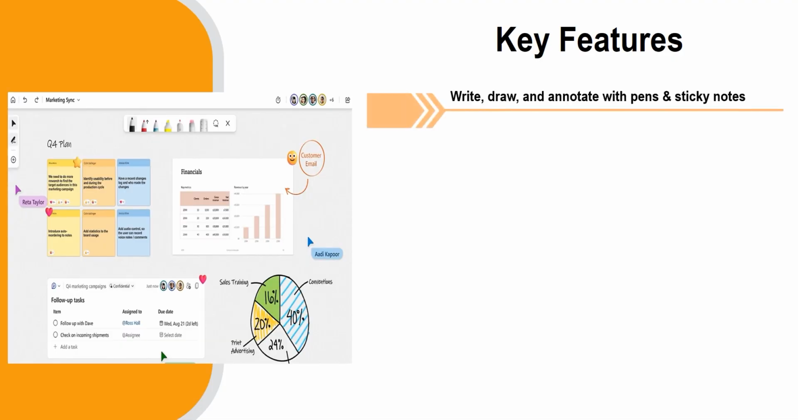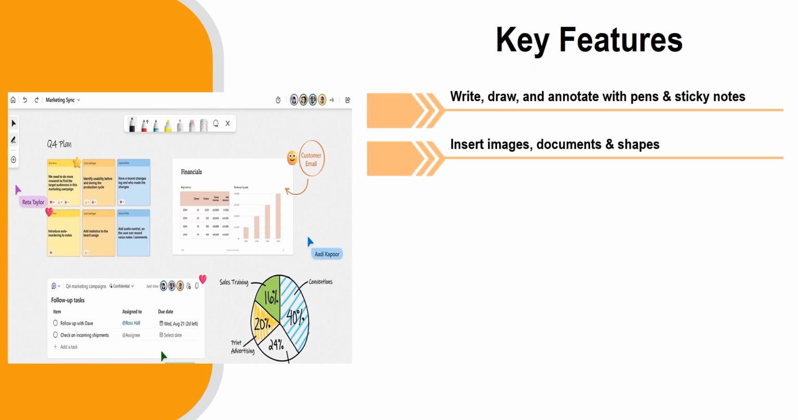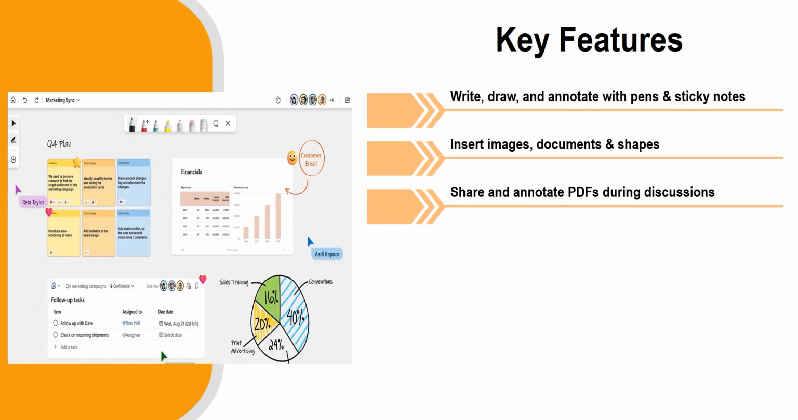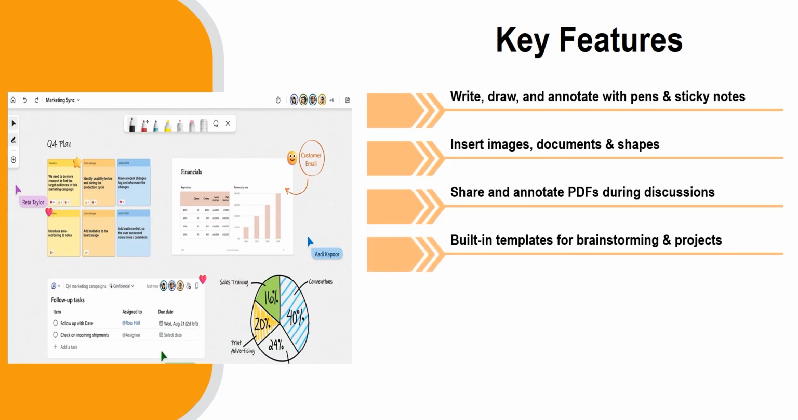Talking about the key features of Microsoft Whiteboard, on this tool, you can write, draw, and annotate using pens. You can draw text boxes here. You can even create sticky notes and several highlighters. It is possible to insert images, documents, and even shapes to explain your concepts visually in a much better manner to your students. Share and annotate PDF documents during class for interactive discussions, and at the same time, you can use built-in templates for brainstorming, project planning, as well as for other classroom activities.